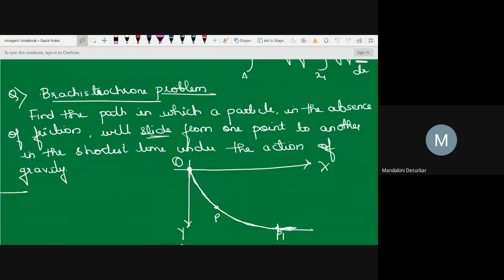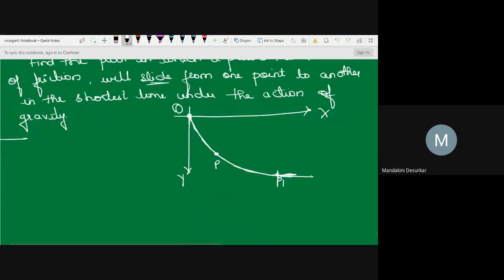Now see here. Should have drawn a bit properly. It's the same only. There's not much change. I'm just drawing it properly. That's it.